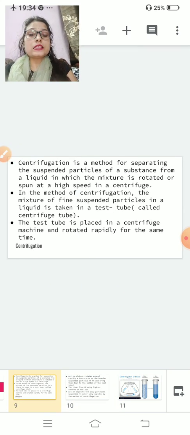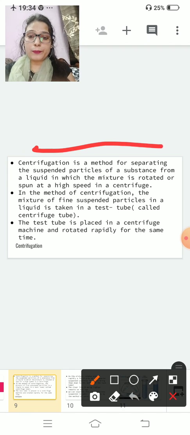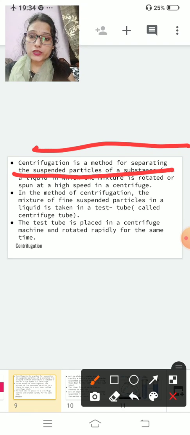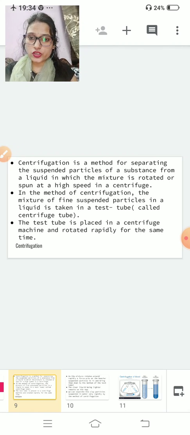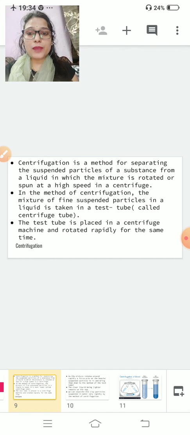Now what is this? Centrifugation is a method for separating the suspended particles of a substance from a liquid, in which the mixture is rotated or spun at a high speed in a centrifuge. See, we had suspensions in previous videos. Suspensions are those which look like a homogeneous mixture, but they are not a homogeneous mixture. Examples: blood, milk. These all are examples of suspension. So, if you are having a suspension type of mixture, then you can use centrifugation as a separation technique.